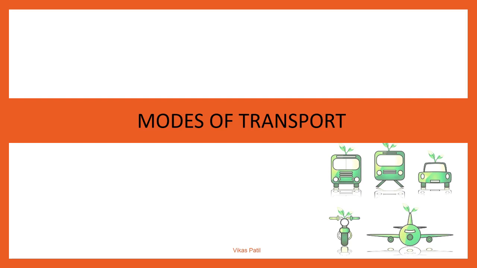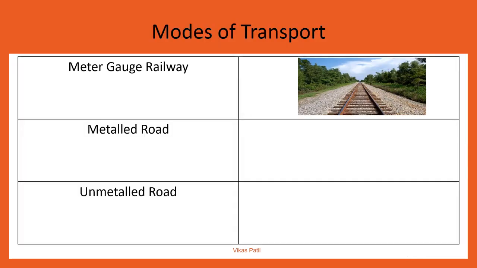Modes of transport. Modes of transport would include meter gauge railway. Now there is only one example of such railway line. It is in D7, which is the southeast part of this map.